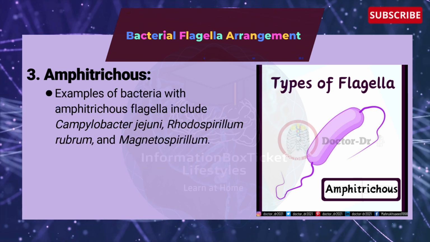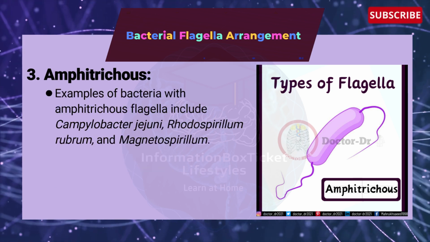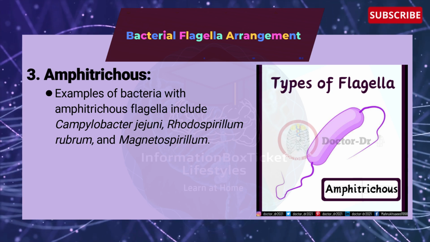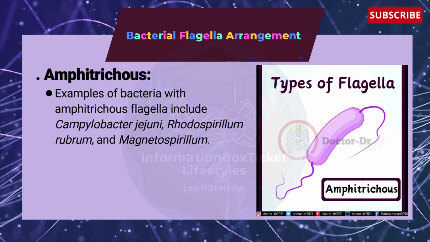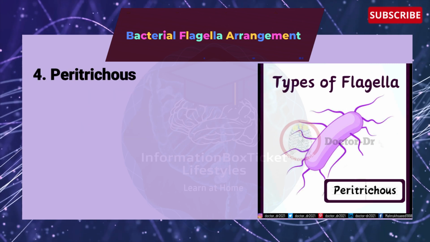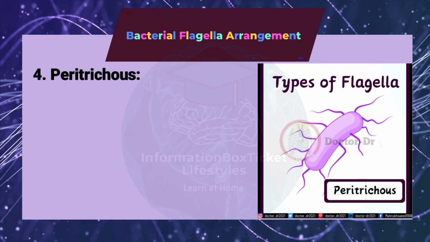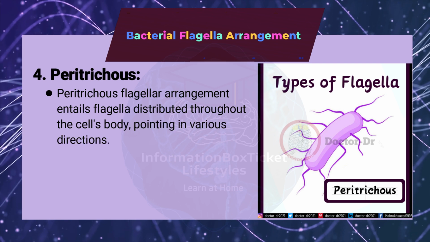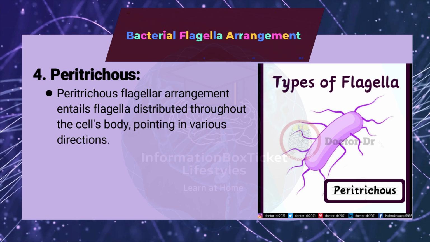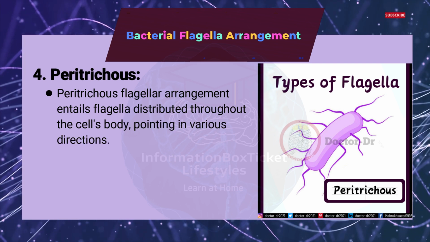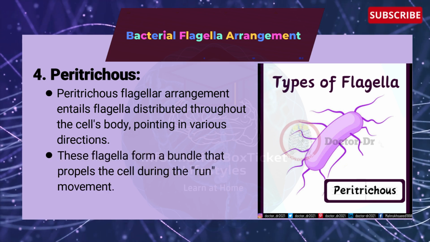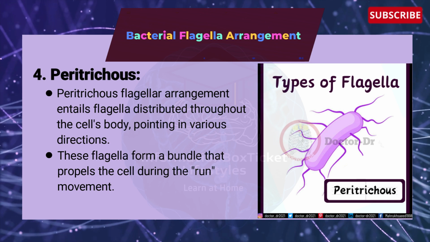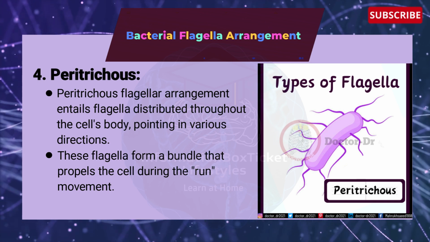Examples of bacteria with amphitrichous flagella include Campylobacter jejuni, Rhodospirillum rubrum, and Magnetospirillum. And lastly, number 4. Peritrichous. Peritrichous flagella arrangement entails flagella distributed throughout the cell's body, pointing in various directions. These flagella form a bundle that propels the cell during the run movement.